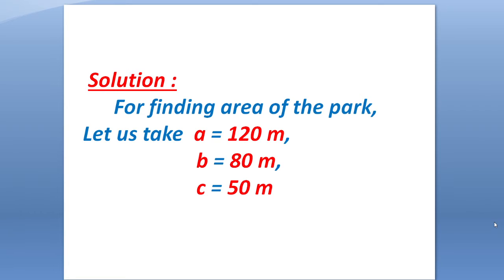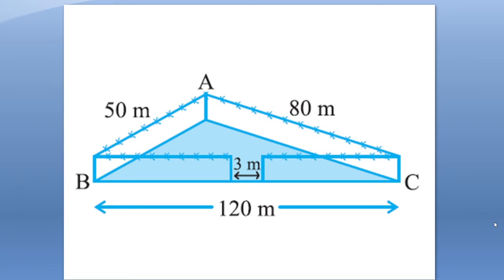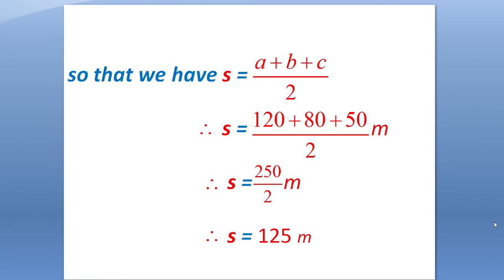See here. So for finding the area of the park first, let us take a is equal to 120 meter, b is equal to 80 meter, c is equal to 50 meter. Now we have s is equal to (a plus b plus c) divided by 2. Therefore s is equal to (120 plus 80 plus 50) divided by 2. Therefore s is equal to 250 by 2. Therefore s is equal to 125 meter.